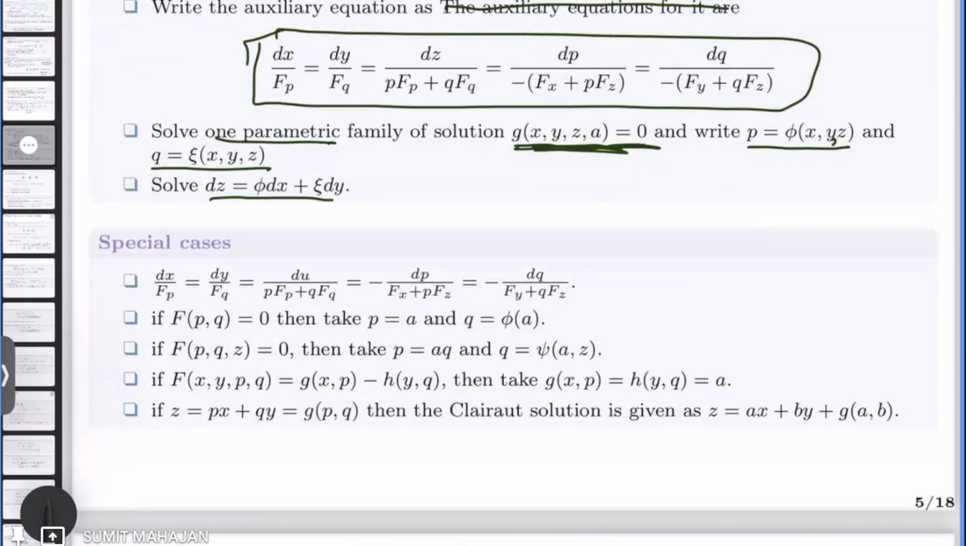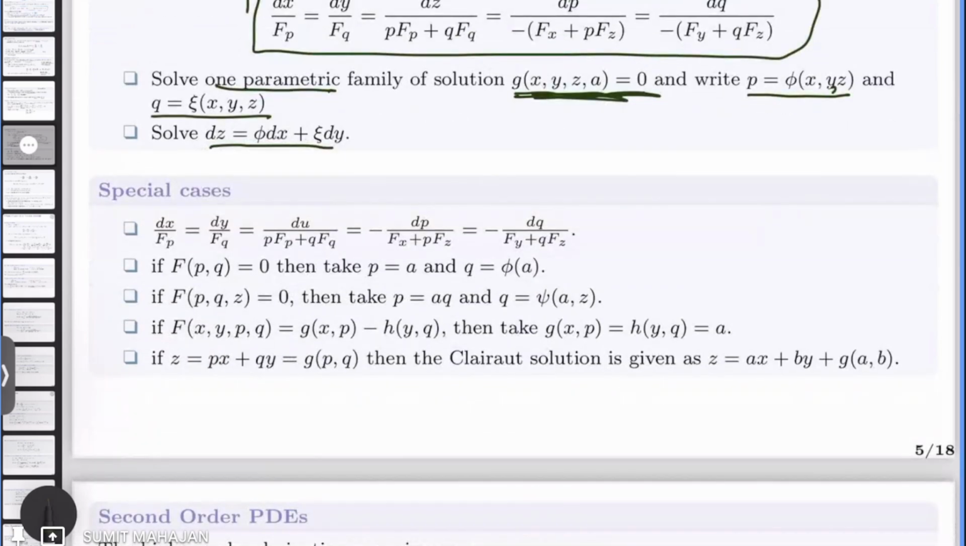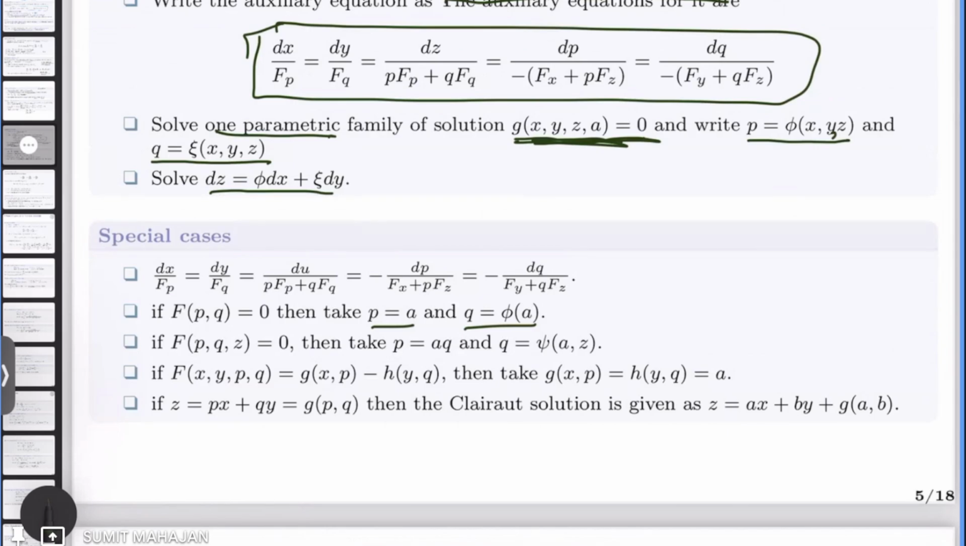So there are special cases of the Charpit method. First thing is when f of p comma q is equal to 0. If f of p comma q is equal to 0, then we can take p is equal to a and q is equal to phi of a. So we can substitute here that dz is equal to a dx plus phi of a dy.